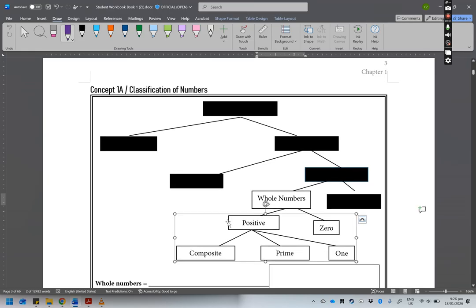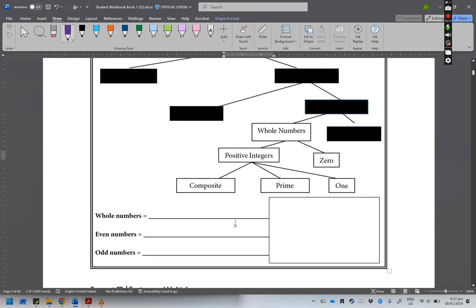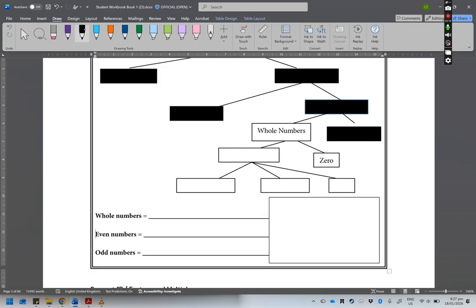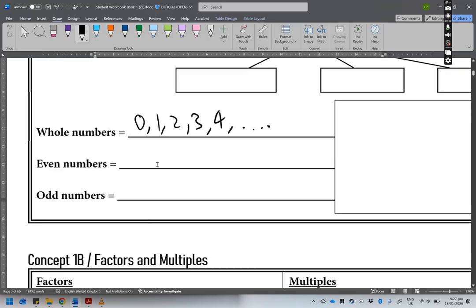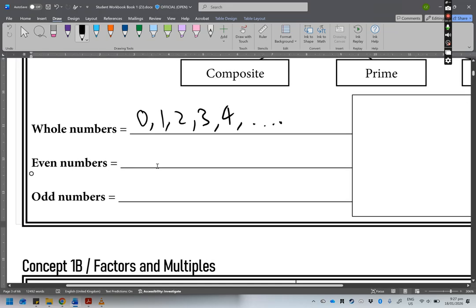We first look at concept 1A, the classification of numbers, and here we do a quick recap of what we learned in primary school. Whole numbers start from 0 and then followed by 1, 2, 3, 4, and so on. Using whole numbers, we can classify them into even and odd numbers. So we have 0, 2, 4, 6, and so on. And odd numbers will be the rest: 1, 3, 5, 7, 9, and so on.